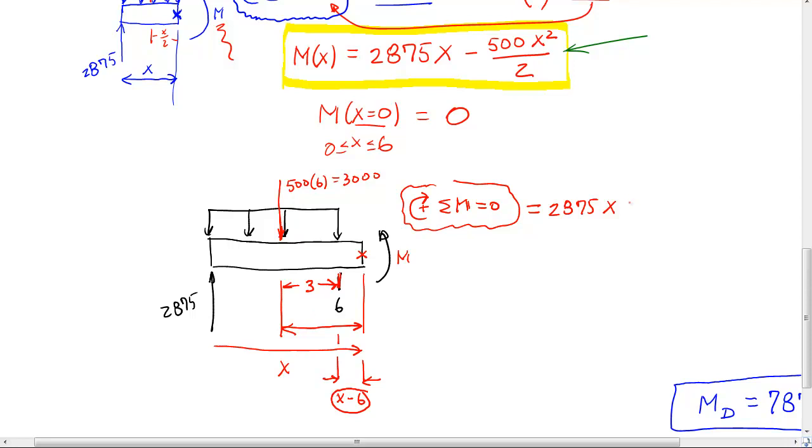So now, you have to remember this is positive, this is a negative load. 3,000 times the moment arm. This moment arm. How about MA for moment arm? Well, that moment arm is nothing more than 3 plus x minus 6. Or you could say x minus 3.